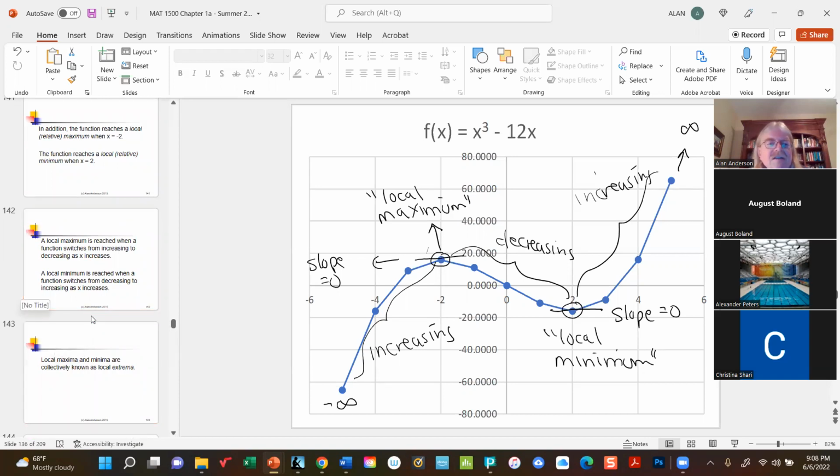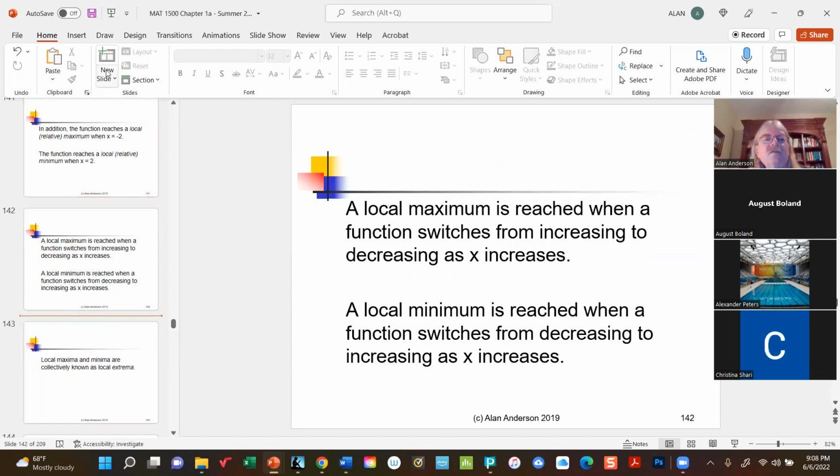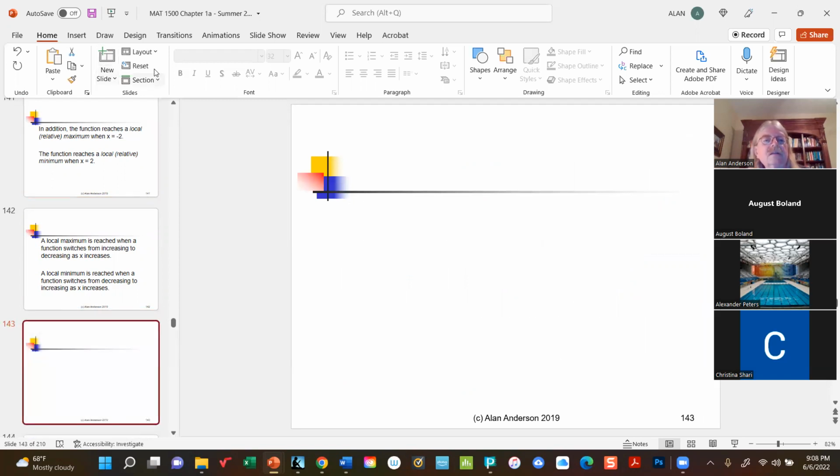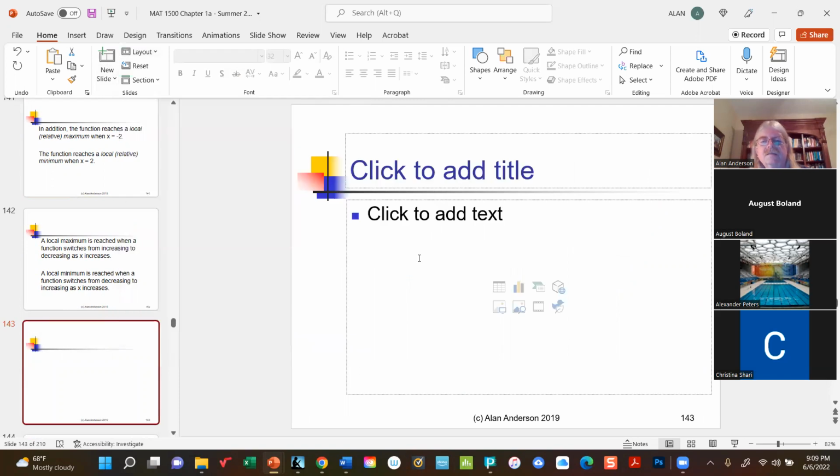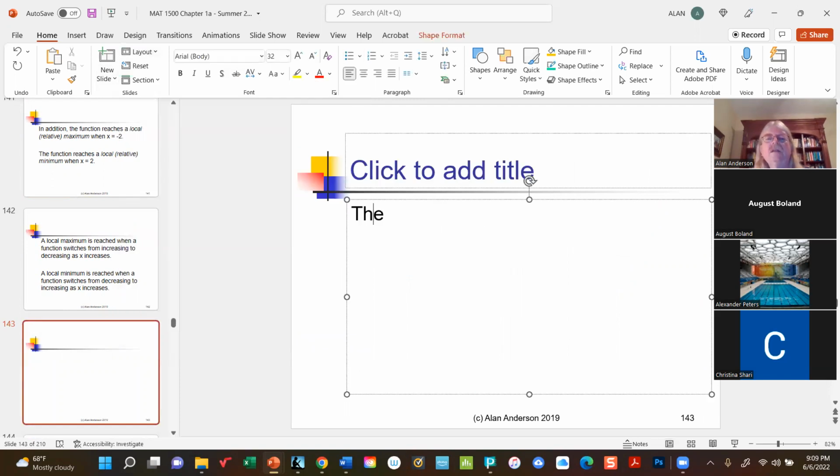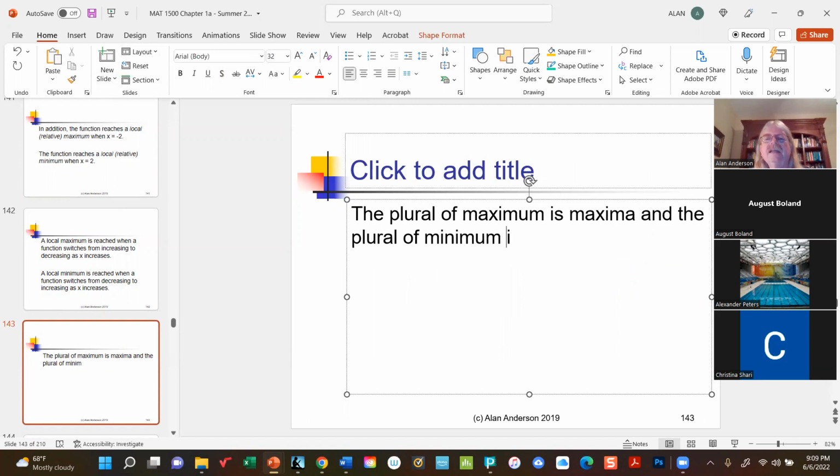Now, here's a fun little side note. You will find this interesting. The plural of maximum is maxima. And the plural of minimum is minima. These are both known as extrema.